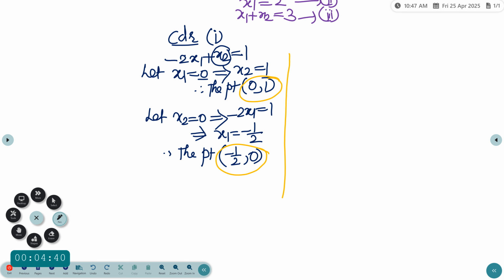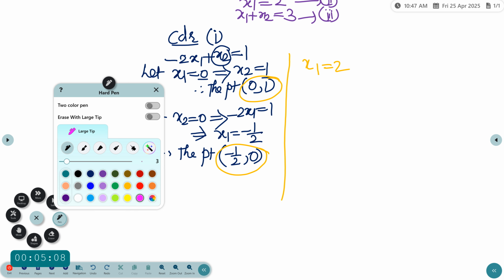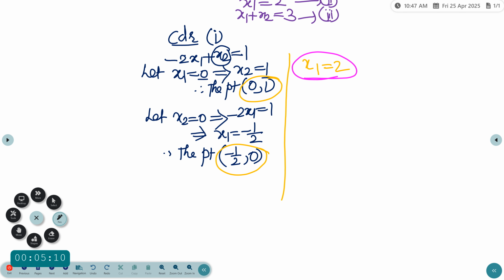Our second constraint is x1 equal to 2. There is only one variable here. Here we need not substitute x1 equal to 0 or x2 equal to 0. Simply take it as x1 equal to 2 and then consider the last equation x1 plus x2 equal to 3.